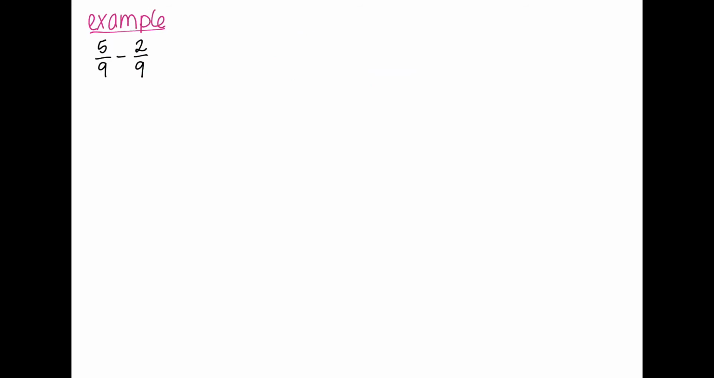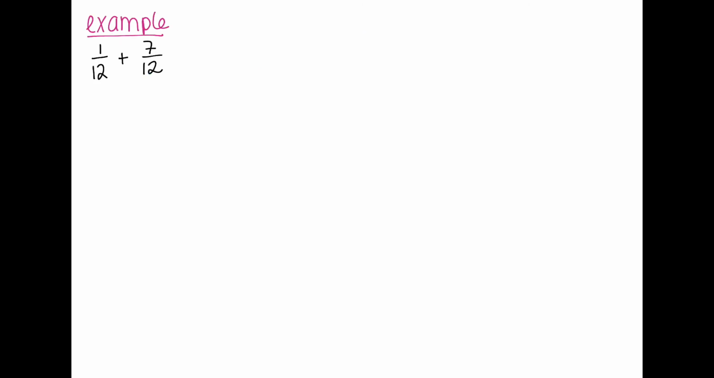Right. 5/9 minus 2/9. Once again, our denominators are the same here, so I'm going to do 5 minus 2 on top and leave the denominator of 9 the same. 5 minus 2 is 3, so I have 3/9. 3 and 9 are both divisible by 3, so I'm going to divide the numerator and the denominator by 3. 3 divided by 3 is 1, and 9 divided by 3 is 3. 1 and 3 don't share any common factors, so this is my answer in simplest form.